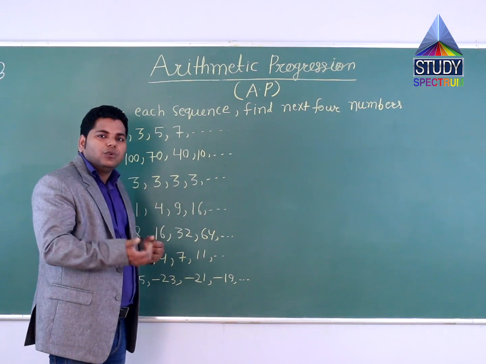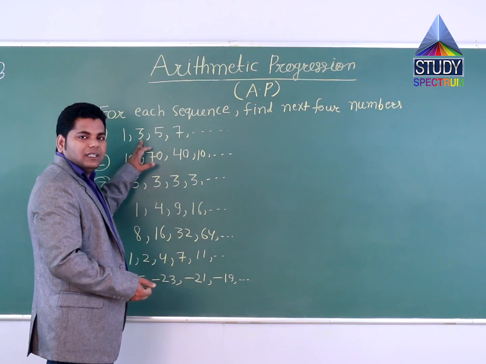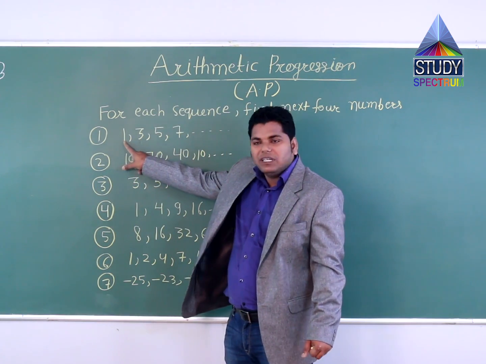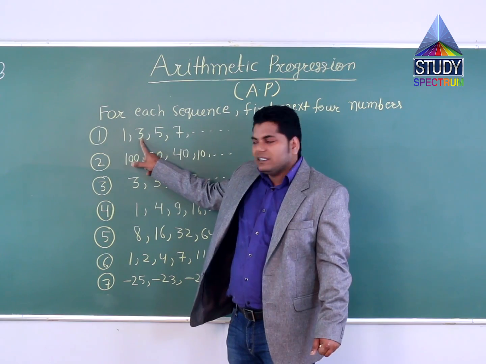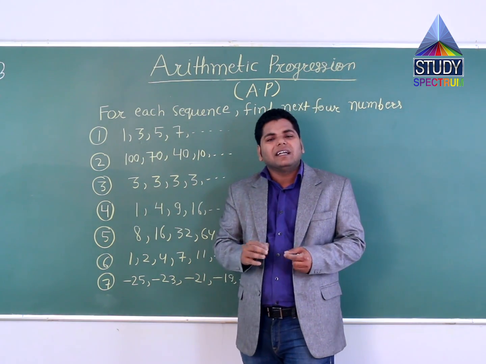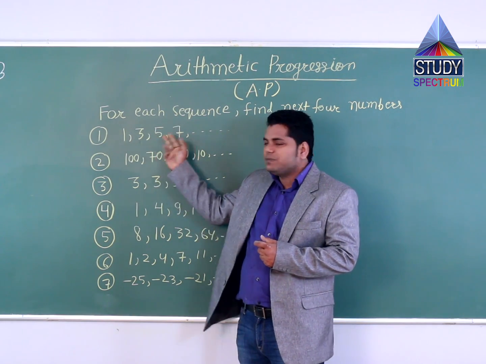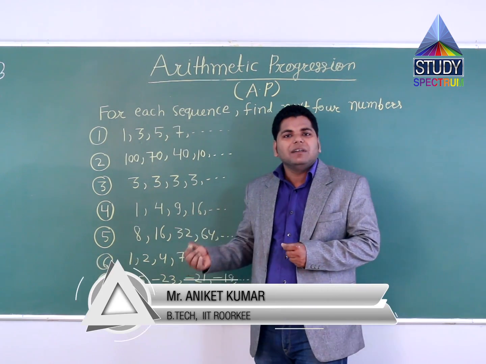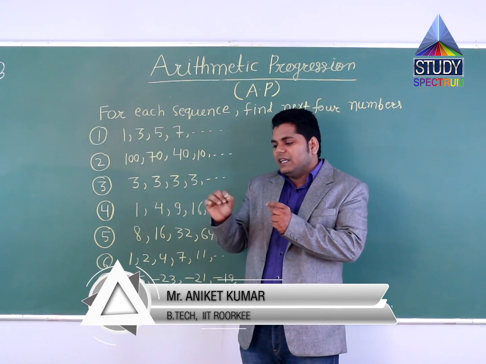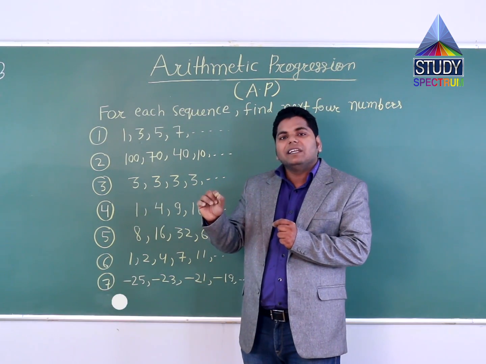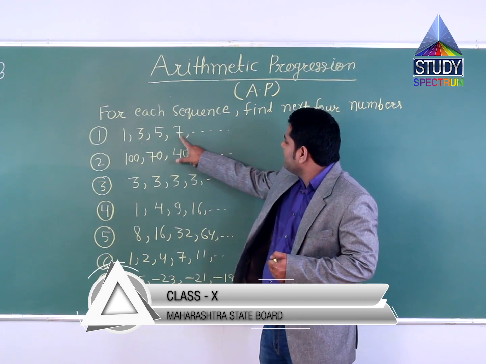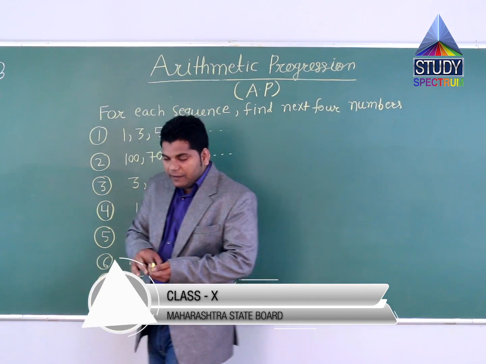And what is the rule involved in that? Each term, if you observe, 3 is 2 more than 1, 5 is 2 more than 3, 7 is 2 more than 5. So you can say that each term of this particular sequence can be obtained by adding 2 to the preceding term. So the next term will be what? The next term will be 7 plus 2. So the next term will be 9.